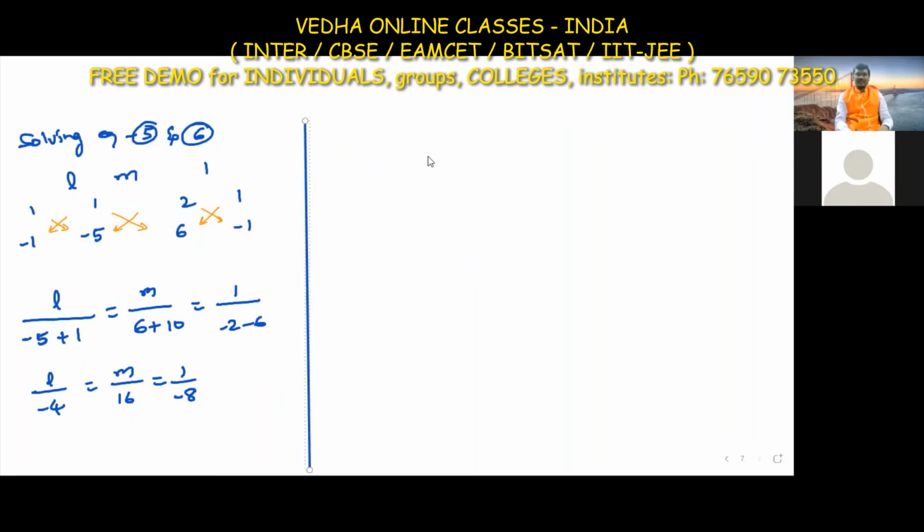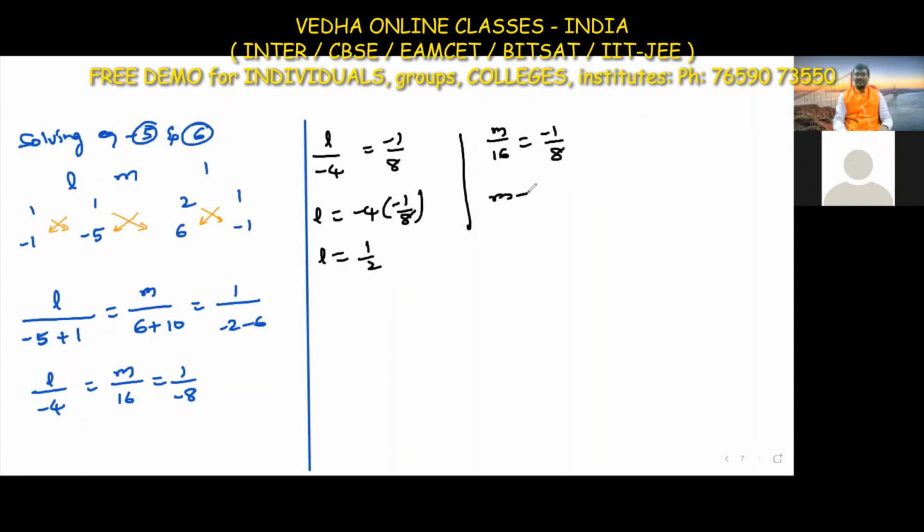L divided by minus 4 is equal to minus 1 by 8. So L is equal to minus 4 into minus 1 by 8. The value of L is 4 ones are 4, 4 twos are 8, that means 1 by 2. And for M, M divided by 16 is equal to minus 1 by 8, so M is equal to 16 into minus 1 by 8. 8 ones are 8, 8 twos are 16. So the value of M is minus 2.